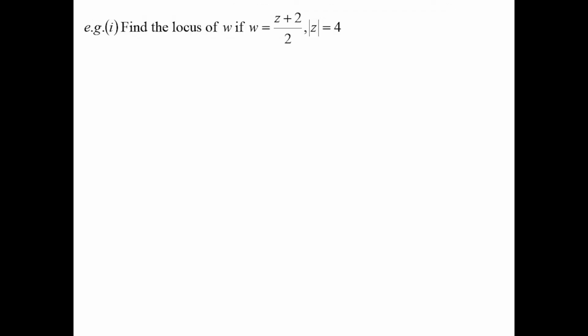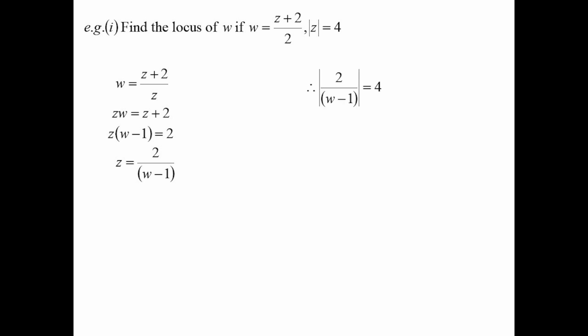Okay, so w equals z plus 2 on z. And we're going to be substituting in all the numbers where the modulus of z is equal to 4. Well, so the idea is, let's make z the subject of this, because that's what we know. We know the modulus of z is equal to 4. So let's play around with this and make z the subject. So zw will be z plus 2. Factorise and divide. So I've now got z the subject. We know the modulus of z is equal to 4, so I now can look at my answer and say, well, hang on, that means the modulus of 2 over w minus 1 is equal to 4.